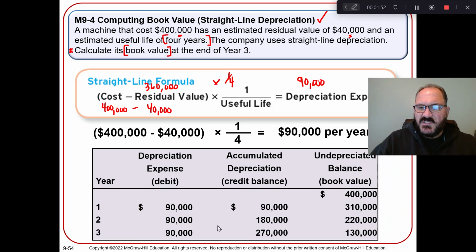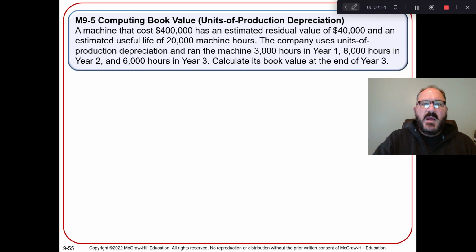So they want to know, this is what they wanted to know. This is the answer right here. This is the book value. This is how much it's worth at the end of 3 years. Okay. So they could have asked you for any of these numbers in between here, but the answer to this one right here is $130,000. Okay. All right, there you go. That's one of them.